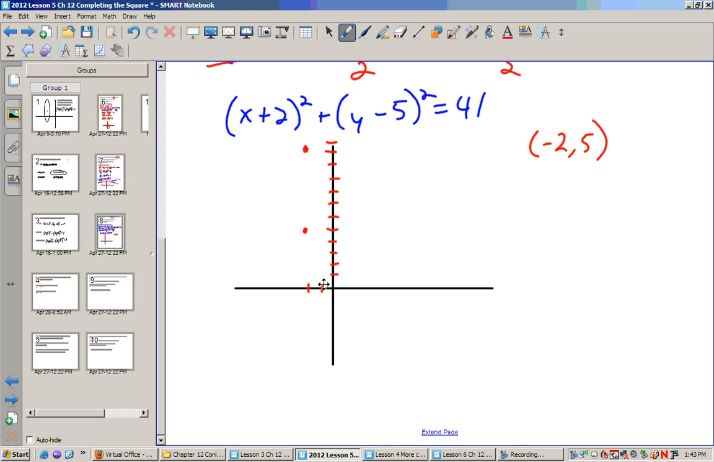I'll go to the right, 1, 2, 3, 4, 5, 6, 7. So it's right in there. Then 1, 2, 3, 4, 5, 6, 7, right in there. And 1, 2, 3, 4, 5, 6, 7, right in there. And now from those 4 vertices, I can draw my circle. And there you go.